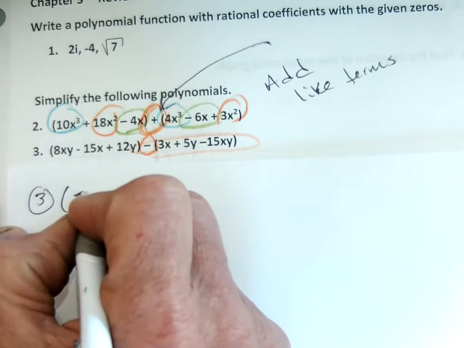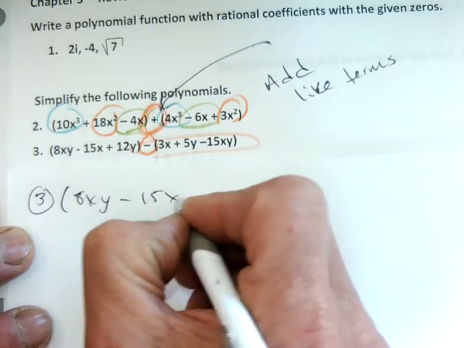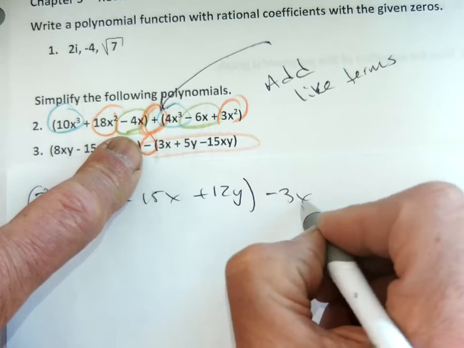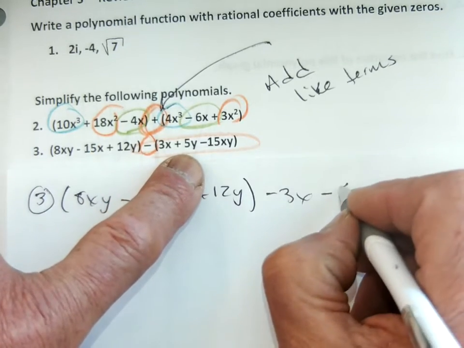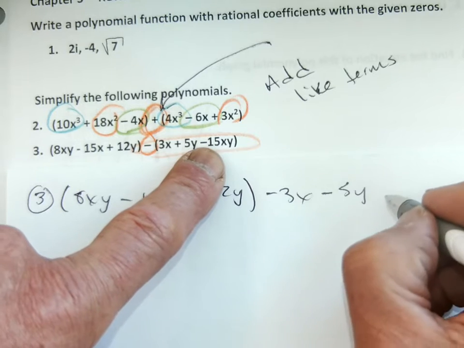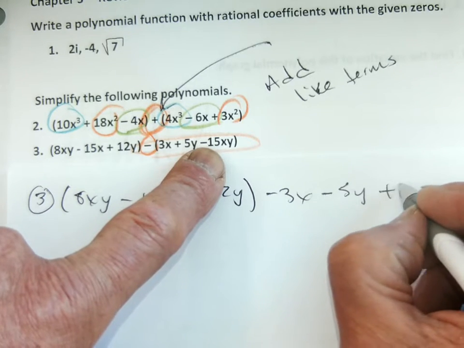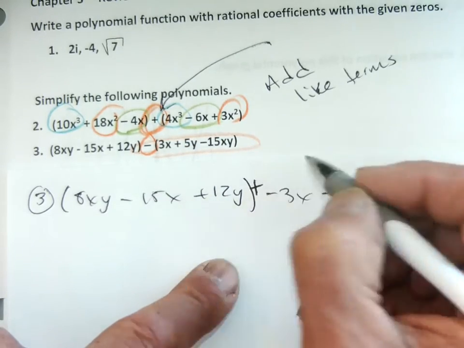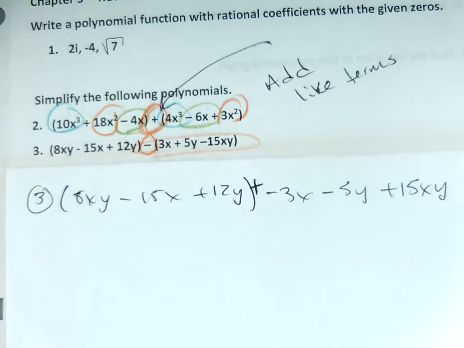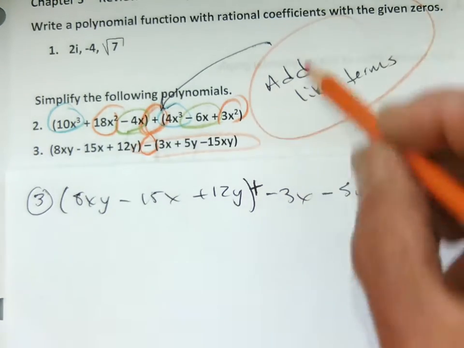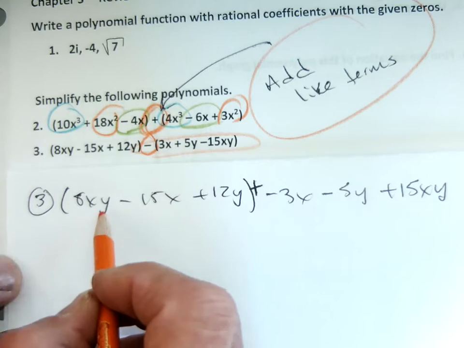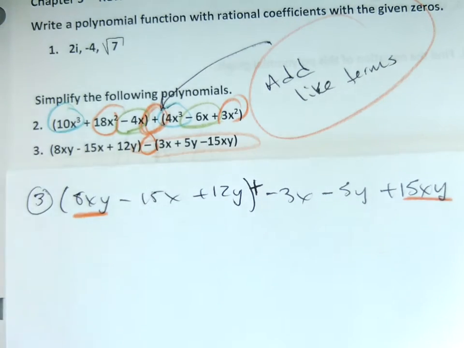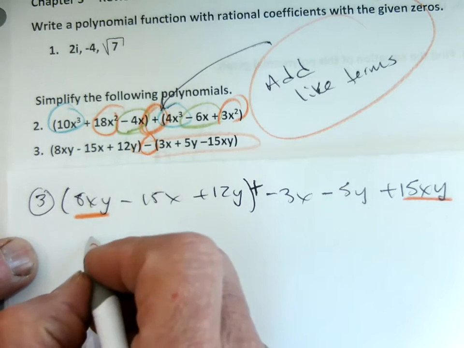I'm going to have 8xy minus 15x plus 12y. But then I'm going to subtract 3x, subtract 5y, and subtract a negative 15xy, which is like a plus 15xy. Now I've changed the whole problem to plus because I added my negatives. So again, I'm just going to add like terms. I've got 8xy and 15xy, combine those, make 23xy.